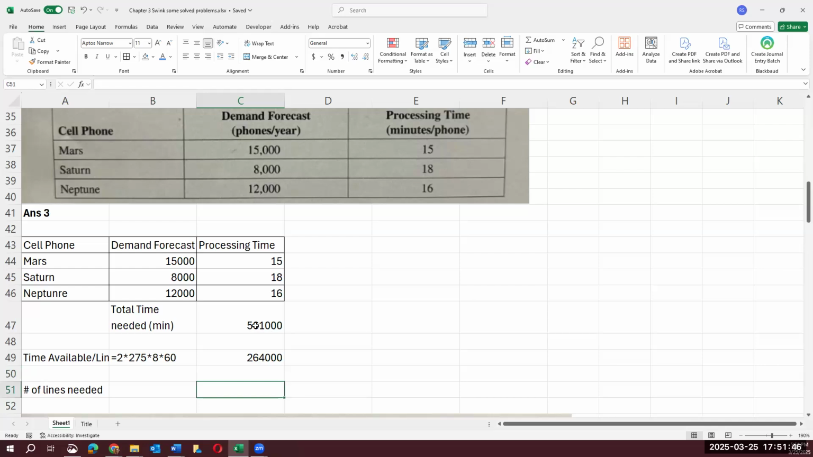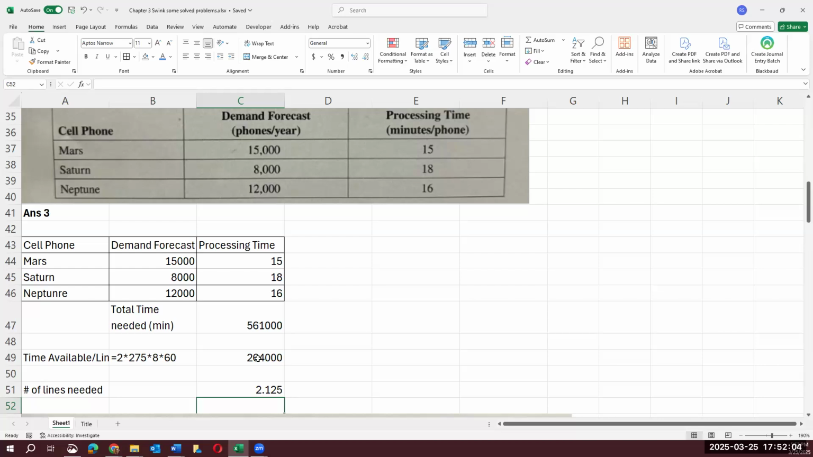So now you need to find out how many lines you need. Well, you need 561,000 minutes, and you have only 264,000 minutes per shift. So you will need more than one. And if you divide this by this number, you get 2.125.